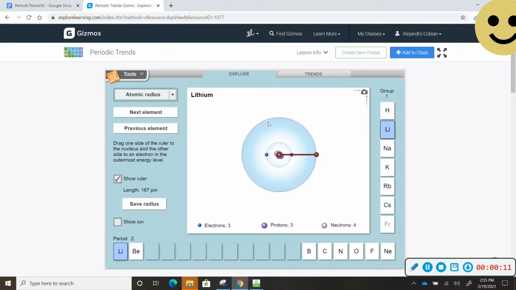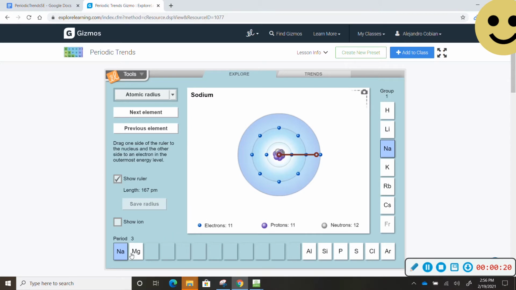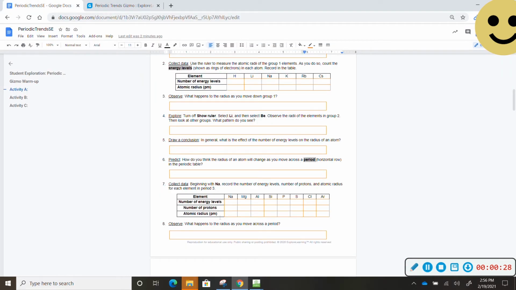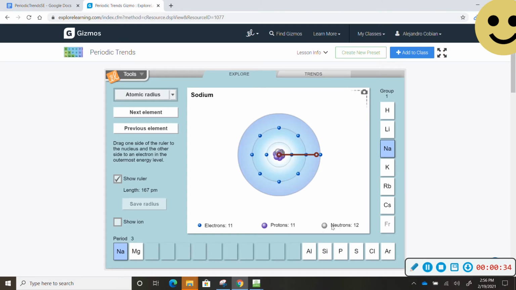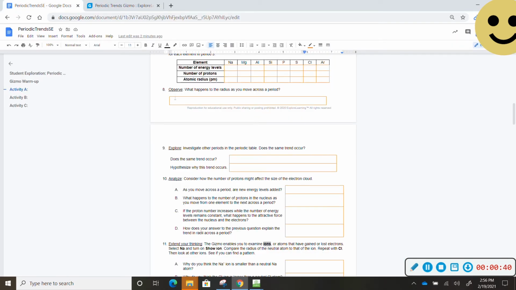But now we're going to focus on the period, specifically period number 3. So period 1, 2, 3. And now we're going to work on these atoms here. So we're gathering the same data. We want the energy levels and the radius of the atom. In addition to that, we also want the number of protons. So please make sure you gather your data using this information here. I want you to write out your observations and do a little exploration on your own.